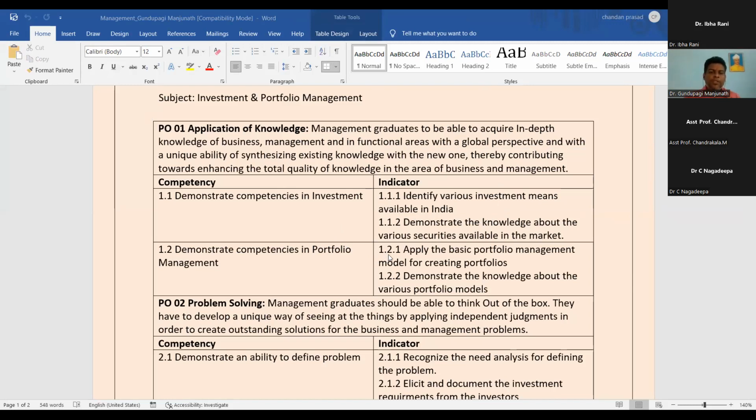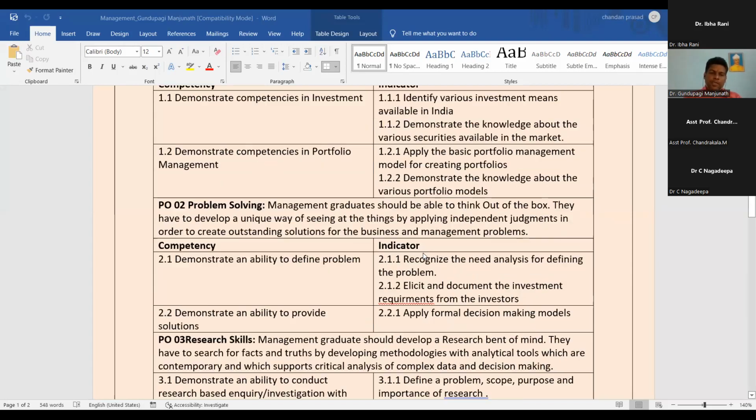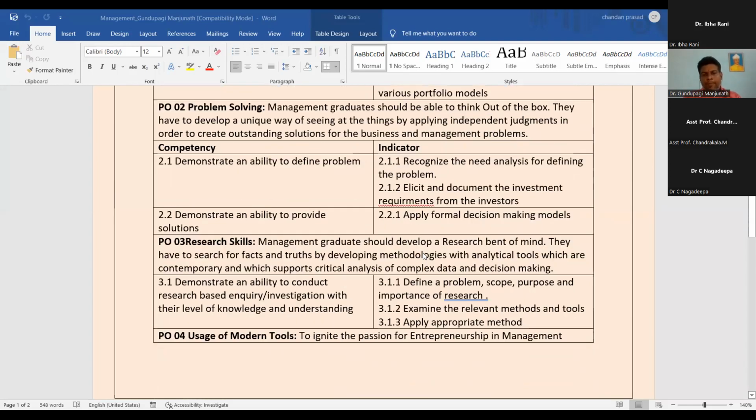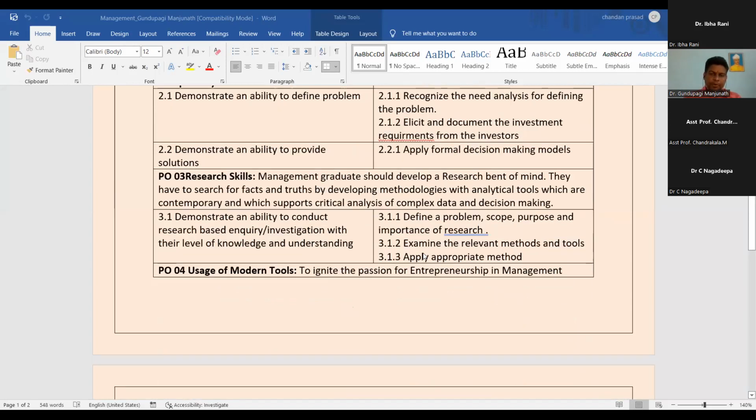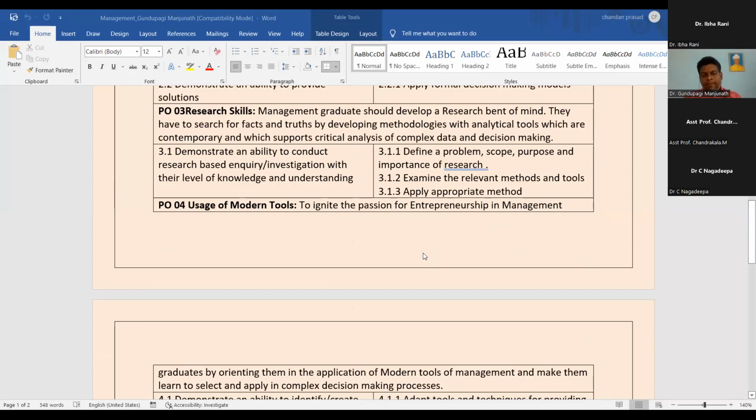So when it comes to the competency, demonstrate competencies in portfolio management, and the indicators, I have numbered them, right, 1.2.1. That means these two indicators belong to competency 1.2. For 1.2, we have two indicators, 1.2.1 and 1.2.2. So you will be applying the basic portfolio management models for creating portfolios, and demonstrating knowledge about the various portfolio models. I have taken 5 program outcomes. For each program outcome, I have taken 1 or 2 competencies, and for each competency, I have taken 2 indicators. And this will be given by the college itself.